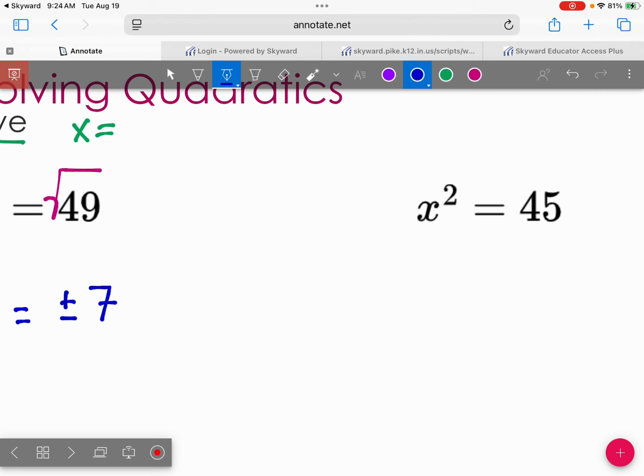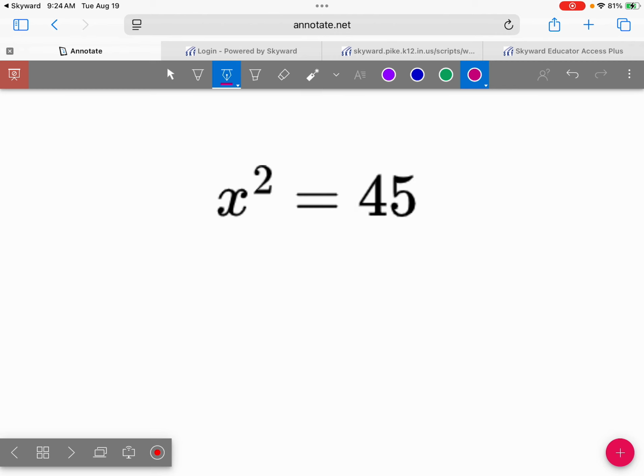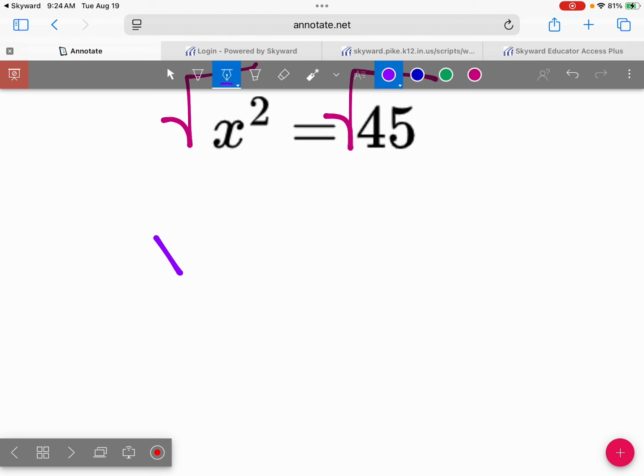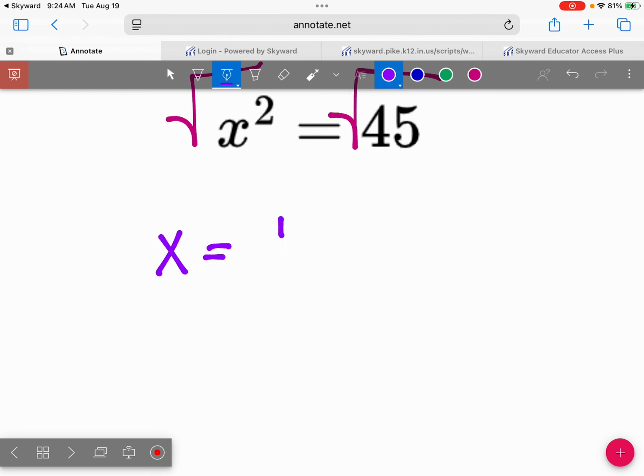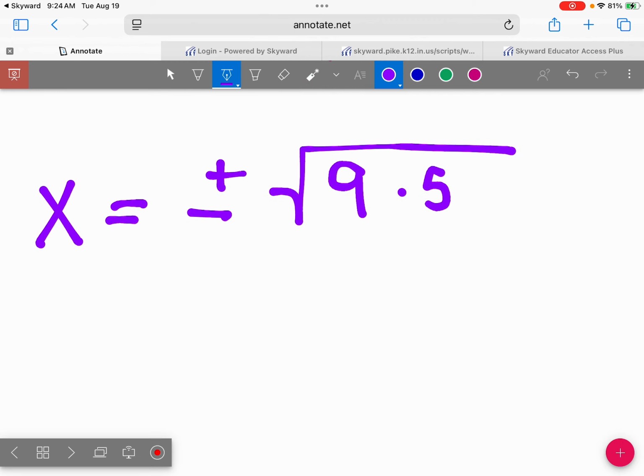What about this next one? x squared equals 45. What can I do here? Again, we can do the same thing. Square root both sides. That's going to give us that x equals our plus or minus. And then 45 is not one that we necessarily know off the top of our head. If you know that, excellent, I love it. Otherwise, we're going to have to look for a perfect square that's inside of it. So something like 9 times 5. 9 times 5 is 45. I didn't change my expression.